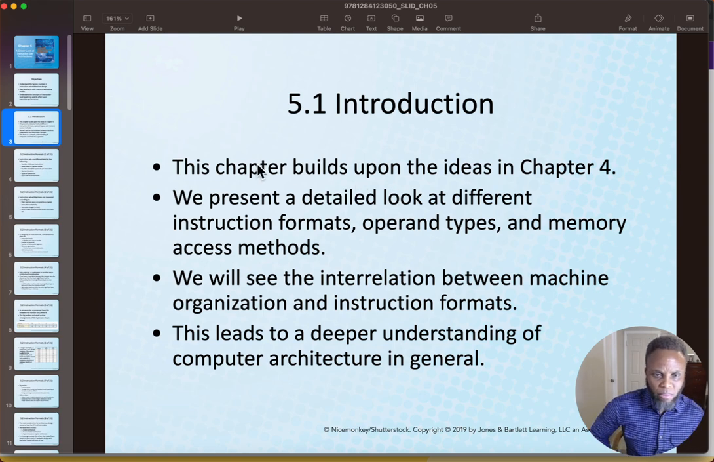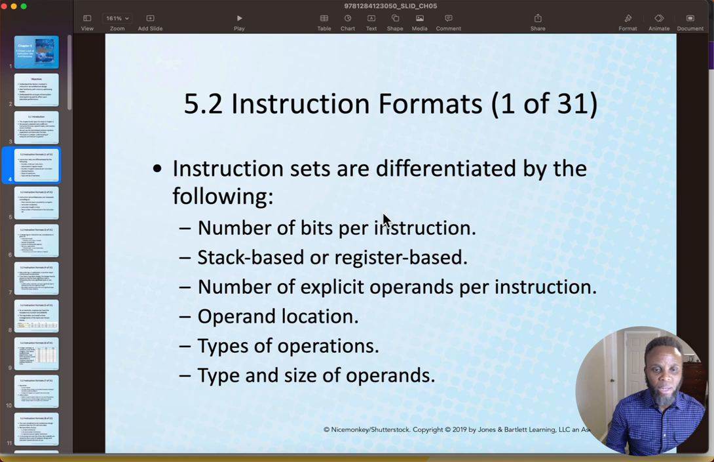Like I said, this chapter builds upon ideas in chapter 4. We talked about the Mary computer in chapter 4, a very simple computer. Mary stands for, God, I cannot remember, but it's a very simple computer. You learned about instruction sets from there, and you saw some assembly language instructions of the Mary computer. So in this chapter, we're going to be looking at instruction sets, different types of instruction formats, operand types, and how memory is accessed, and we'll see an interrelation between machine organization and instruction formats. I think at the end of this chapter, you'll have a better understanding as to how computers execute instructions.